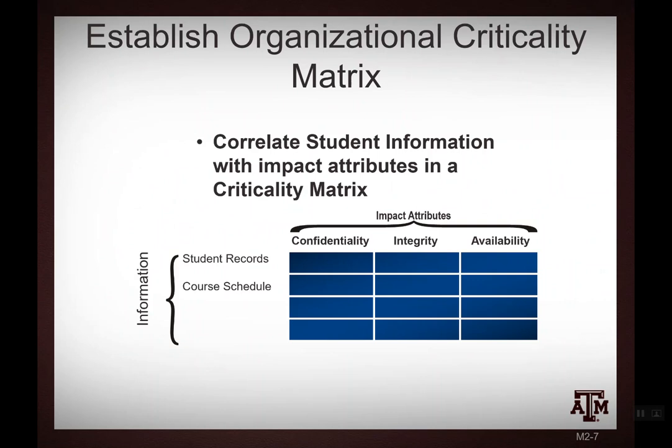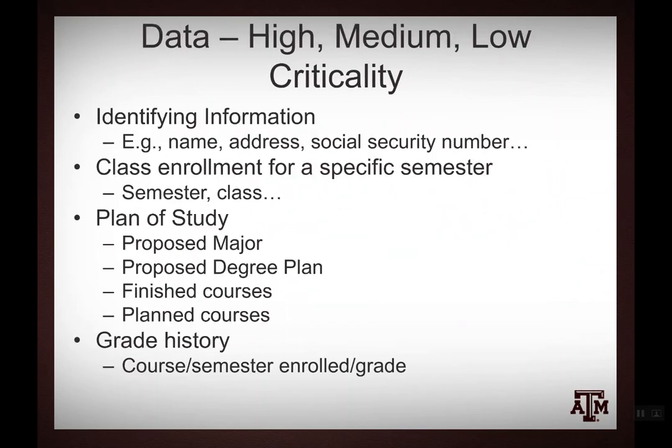So what we do from this is we take our student information and we look at our CIA, confidentiality, integrity, availability, and we plot the information. And this is what I want you to do on just some pen and paper. I want you to work with this. You correlate student information with the impact attributes in the criticality matrix. So, is it confidential? Yes. Is it integrity? Yes. Is it availability? And then you're going to put high, medium, or low.